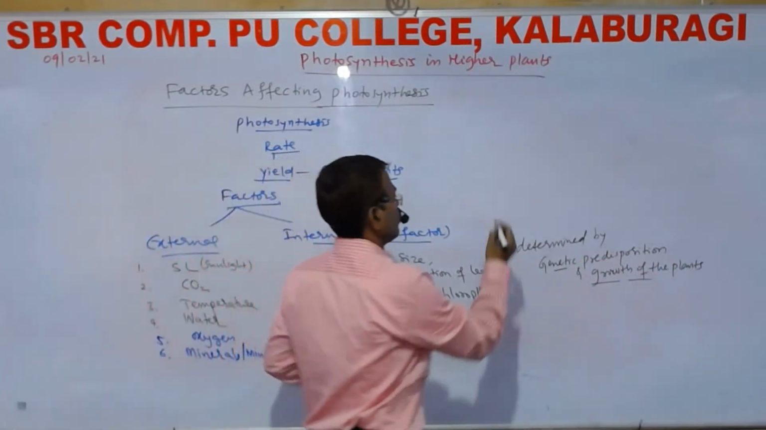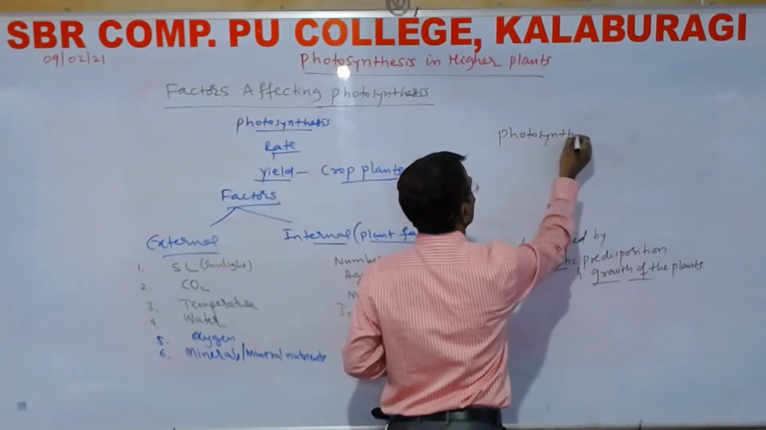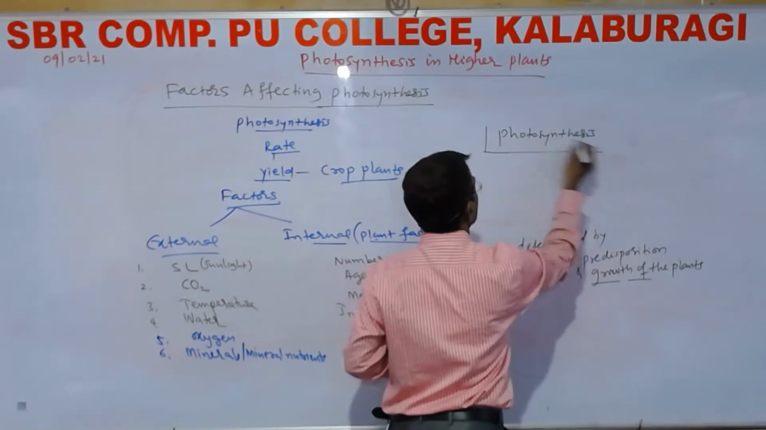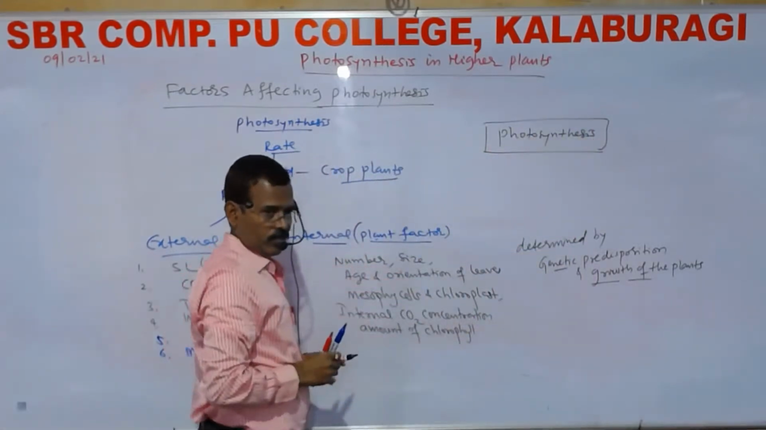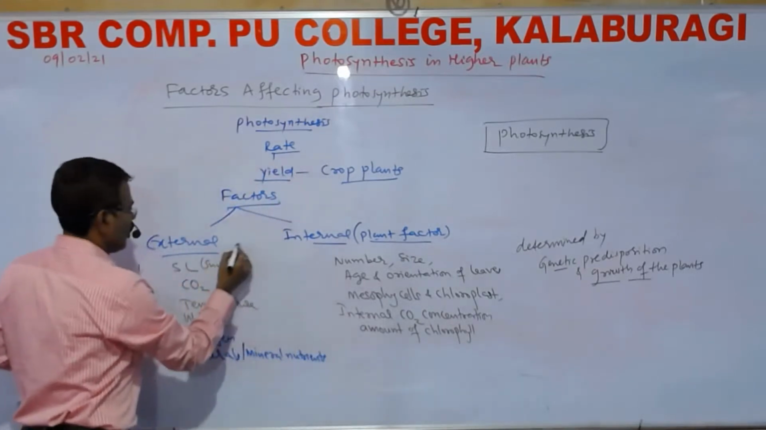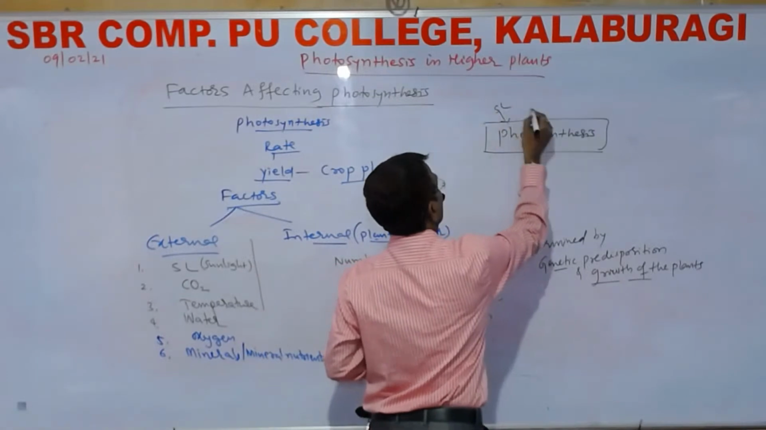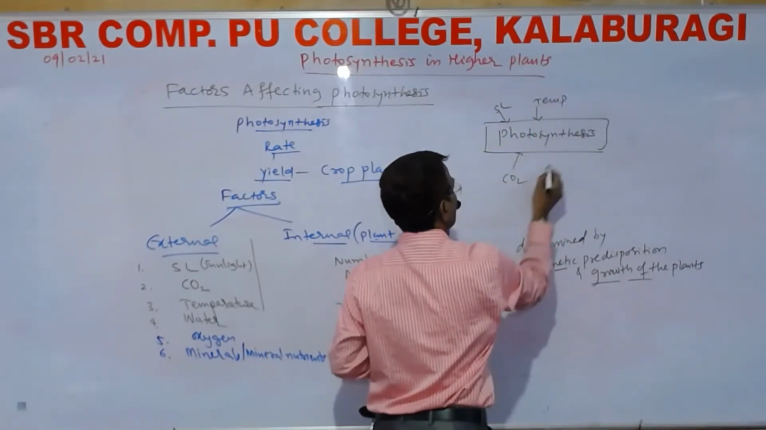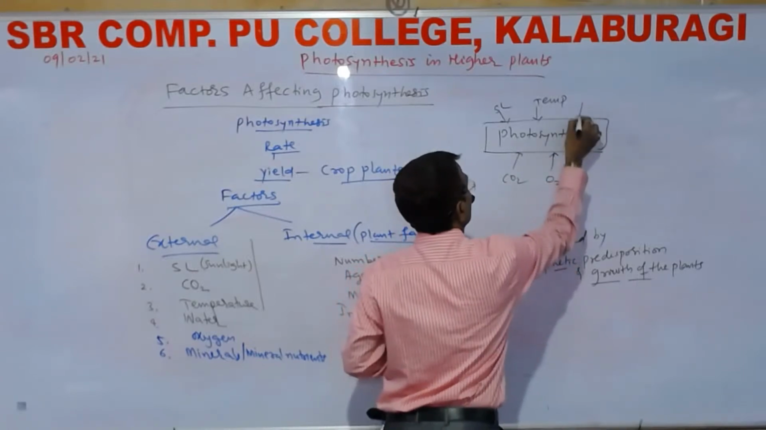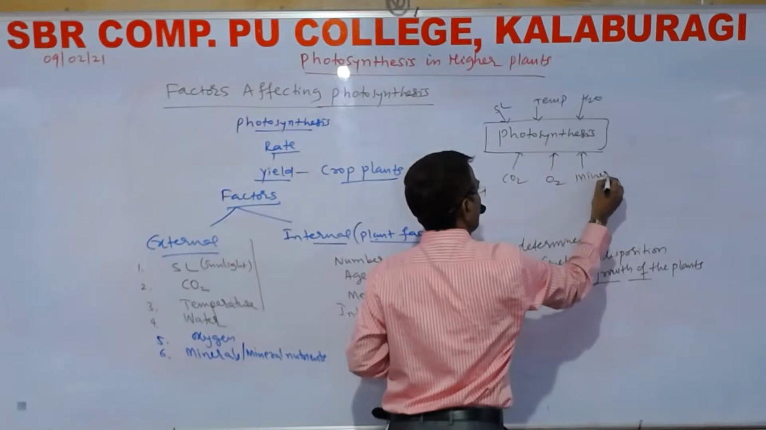This photosynthesis is influenced by all these factors. Particularly the external factors: it can be influenced by sunlight, temperature, carbon dioxide, oxygen, water, mineral nutrients, whatever it is.